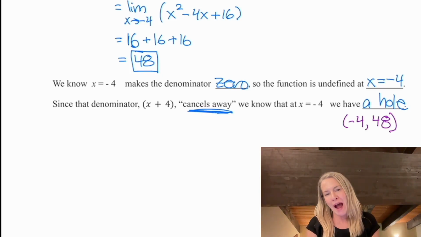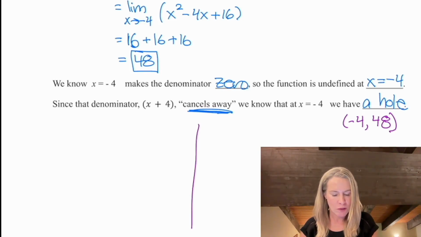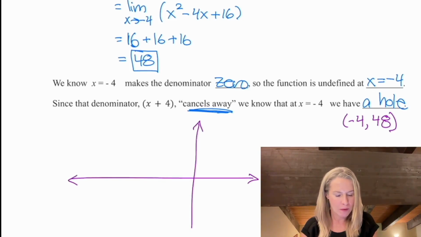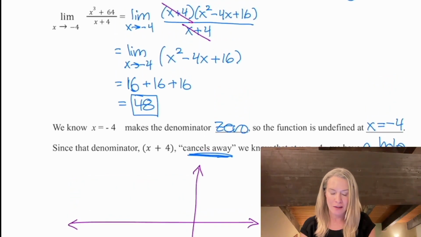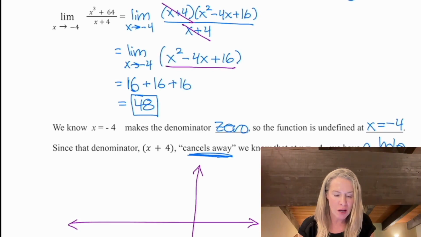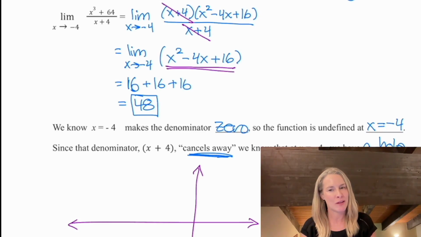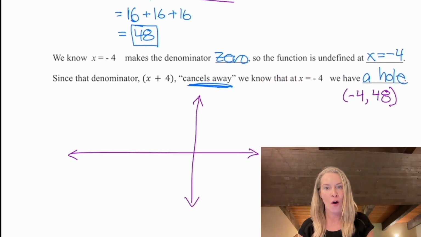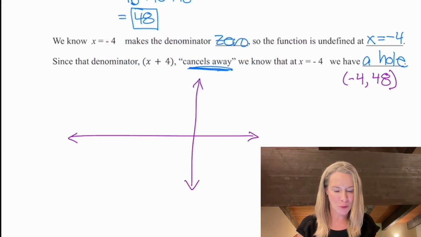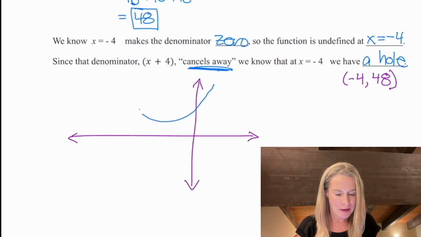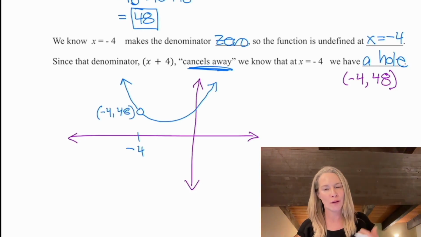Let's take a look at the graph. I'm just going to do a sketch of the graph to make more sense of this. It turns out that this graph is a parabola, and not coincidentally, it looks just like x squared minus 4x plus 16. It looks just like that parabola, except it has a hole in it. And that hole is going to be at, of course this is really not to scale, (-4, 48) is where that hole is located.